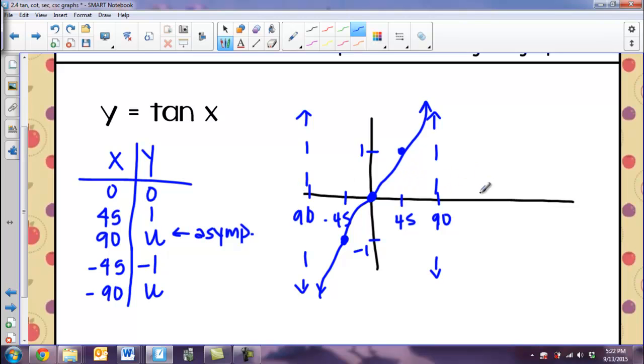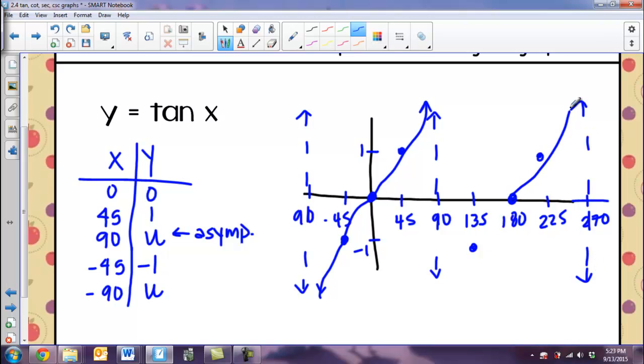So if I drew another one of these and I just kept adding 45, so 135, 180, 225, 270, we know that the tangent of 180 is 0 again. The tangent of 135 is going to be negative 1. The tangent of 225 is going to be positive 1. And then at 270, it's undefined again. So if I look at this, and again, I'm terrible at drawing tangent graphs, is what we've learned.